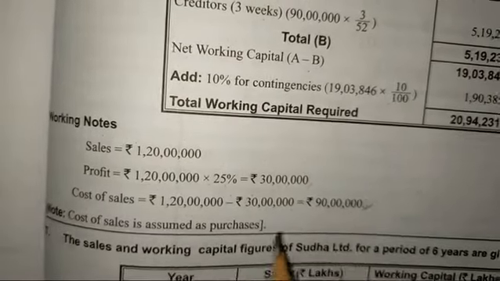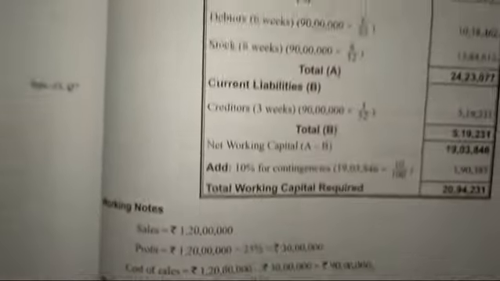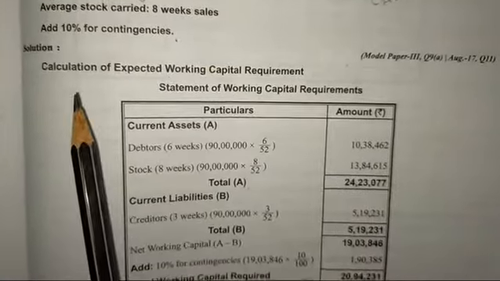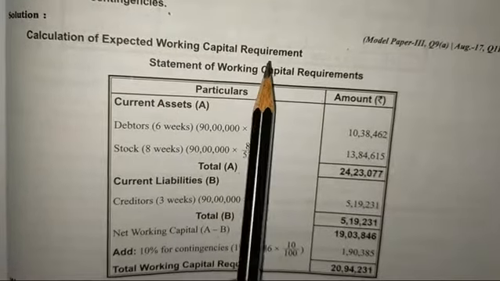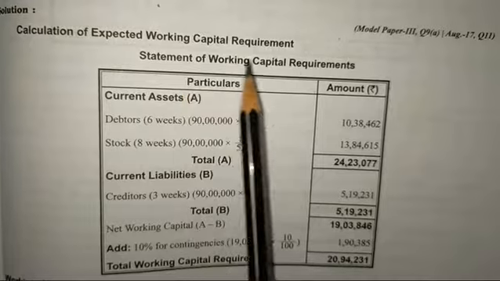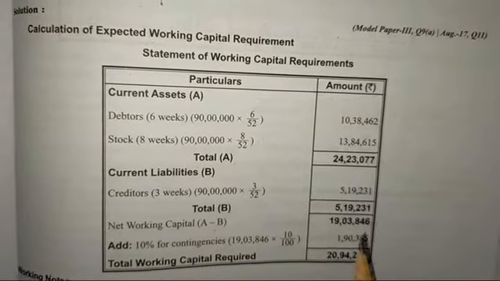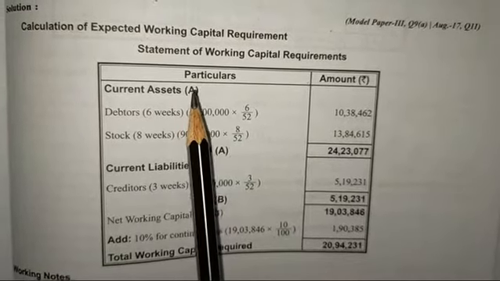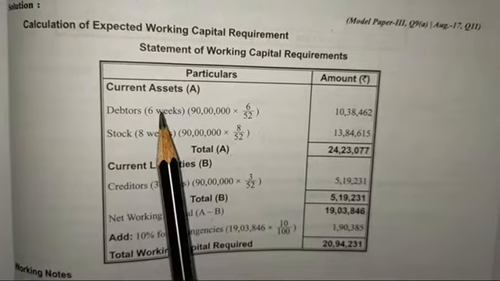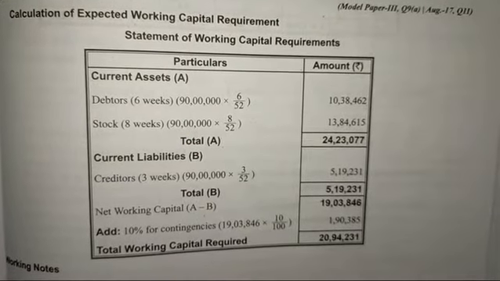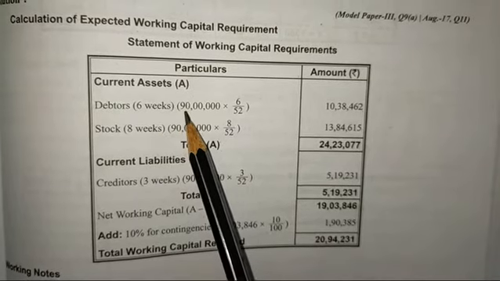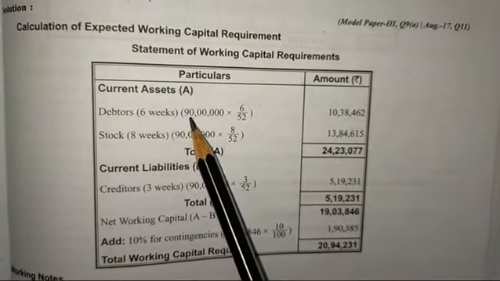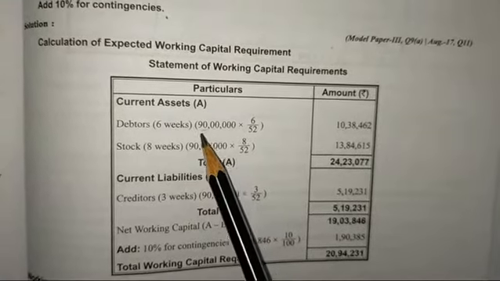Over on this itself we need to continue. We'll see what we need to do. Calculation of expected working capital requirement, statement of working capital requirement. This is a format. In this format you have particulars, amount, current assets. Current assets, debtors for 6 weeks. As we found in the working notes, cost of sale is 90 lakhs.